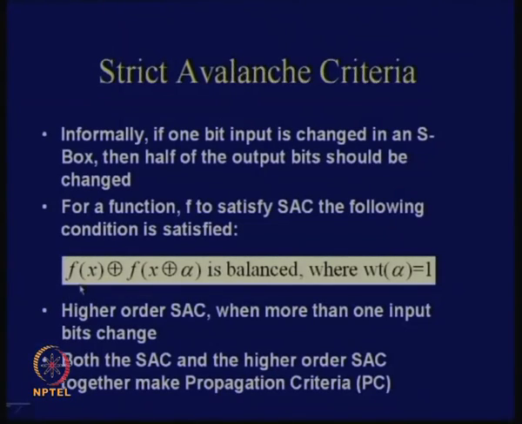okay. So you see that when we define f(x) XOR alpha and say that the weight of alpha is 1, we say that the S box or the Boolean function satisfies what is known as the strict avalanche criteria. But higher order SACs are also possible when more than one input bit changes. So both the SAC and the higher order SAC together make something which is called the propagation criteria, okay. Can you see where this propagation criteria can be useful in terms of linear and differential cryptanalysis?